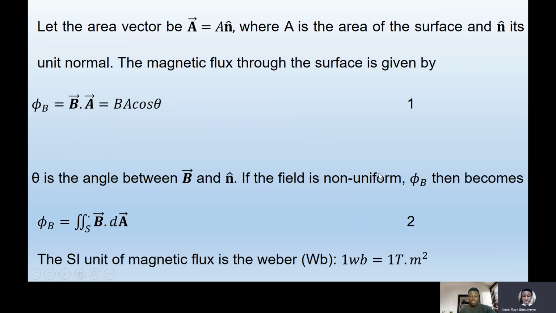If the field is non-uniform, phi B then becomes the surface integral of B dot dA. The SI unit of magnetic flux is the Weber. 1 Weber is expressed as 1 Tesla times meter squared.